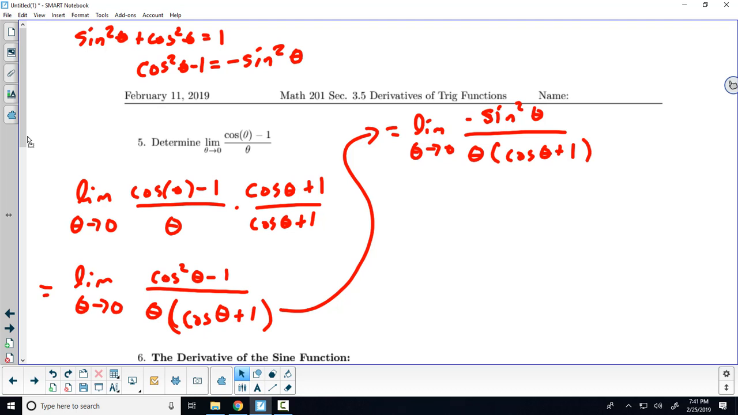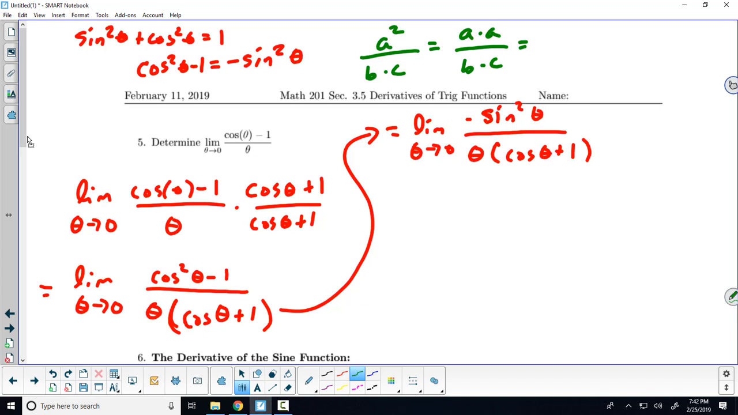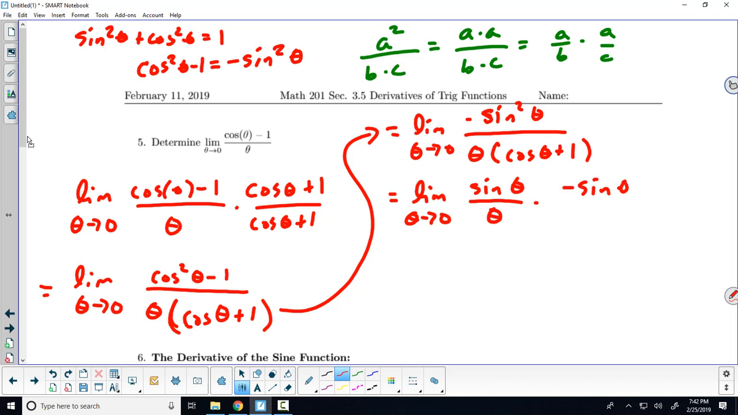For my next move, we've got something like a squared over b times c. That's the structure of this problem. So I'm going to say that's a over b times a over c, and break up the fraction that way. This gives me the limit as theta approaches 0 of the sine of theta over theta times minus the sine of theta all over cosine theta plus 1.